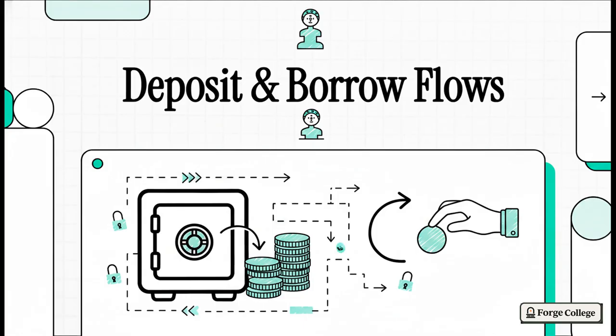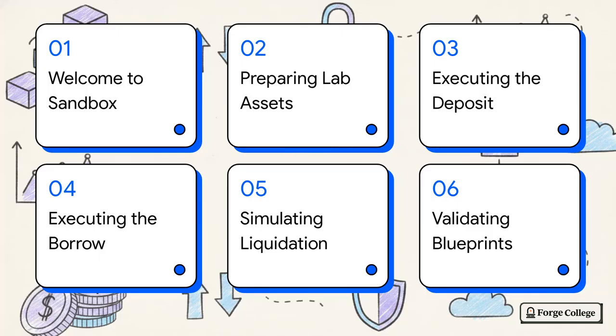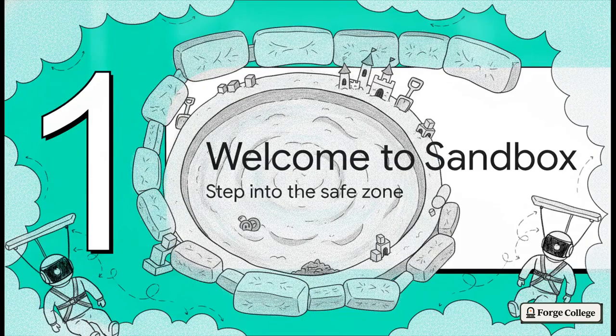Let's dive right in. Here's our blueprint index for today. First, we'll welcome you to the sandbox. Then, we'll prepare our lab assets. From there, we execute a deposit, followed by a borrow. After that, we actually simulate a liquidation. And finally, we'll validate our blueprints. Simple as that. Okay, step 1.